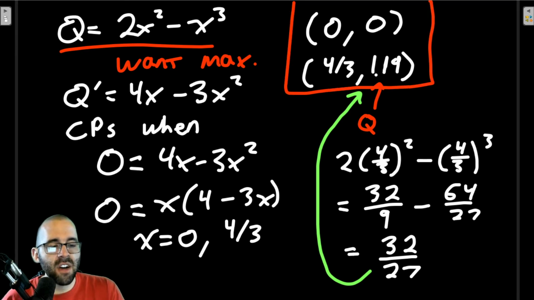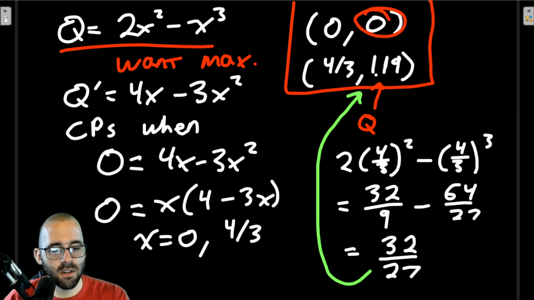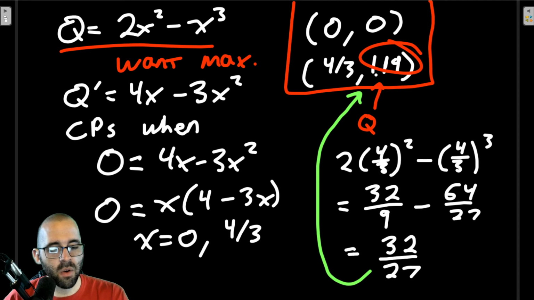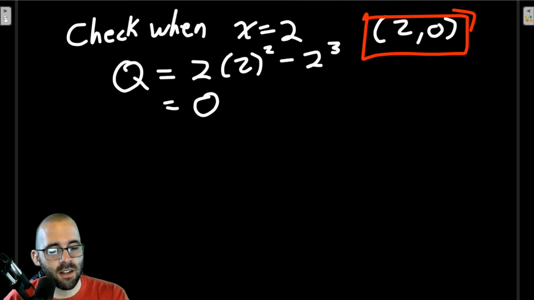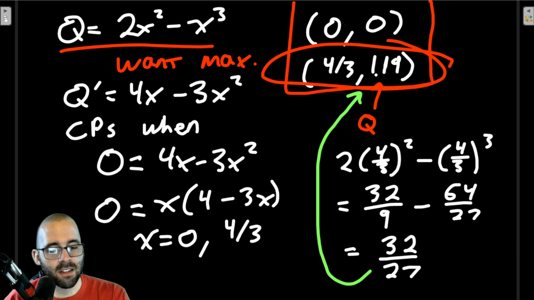So to find the biggest value of Q, we look at all of these Q values. So our Q values are 0, 1.19, 32/27, and 0. Well, we just choose the biggest. And then we're done. So the biggest value is 1.19. So this is where our absolute maximum will occur.